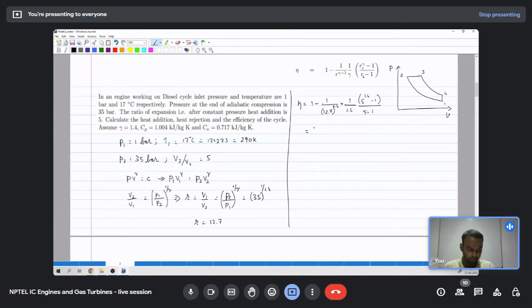So we have 45% efficiency. Now we can calculate the heat added to the system. To calculate the heat added, we need the temperature at state 2 and 3. Then we can say Q is equal to Cp delta T, or Cp into T3 minus T2.